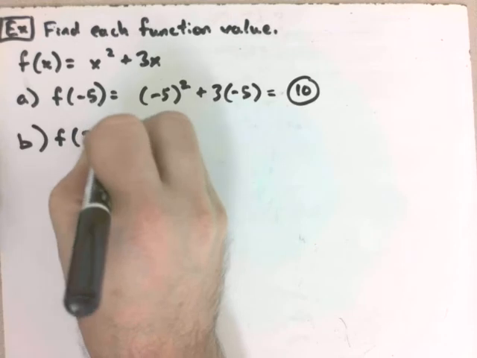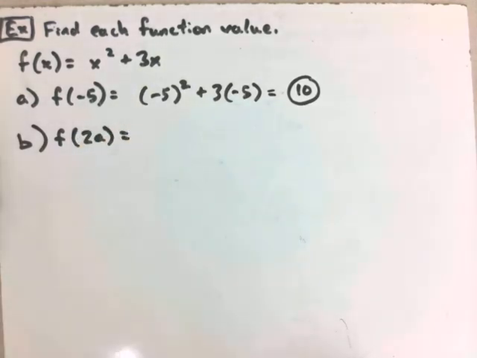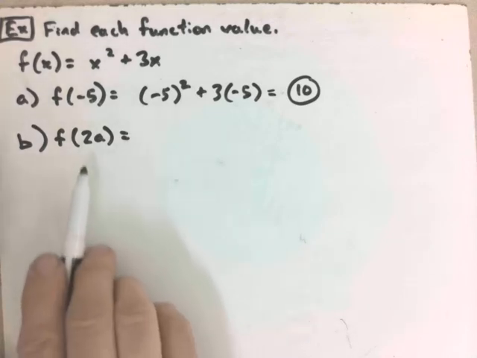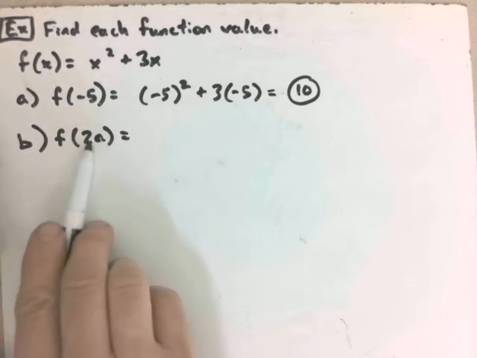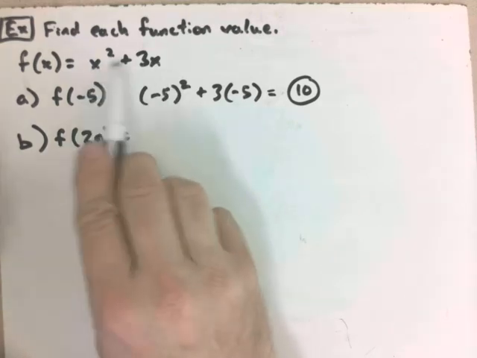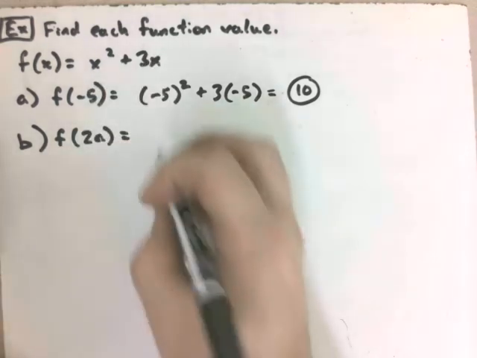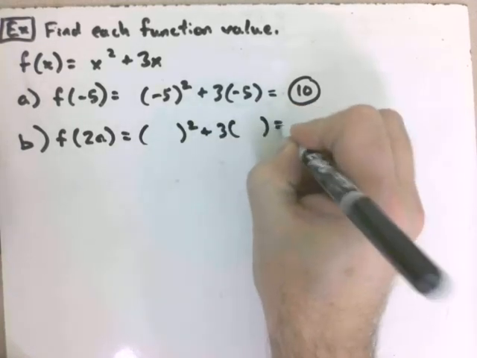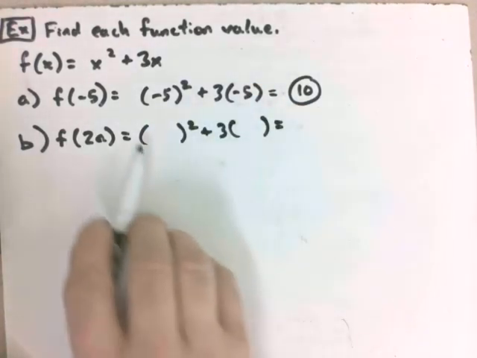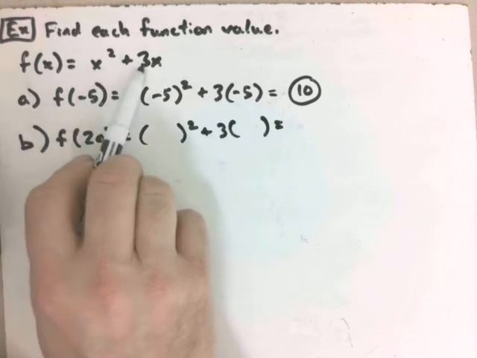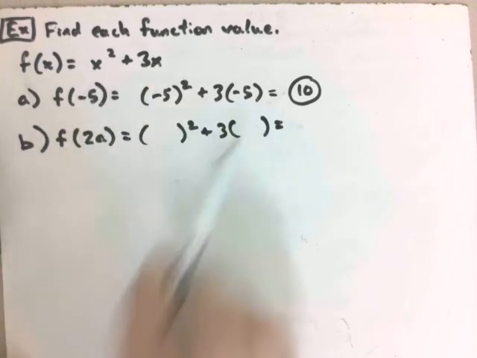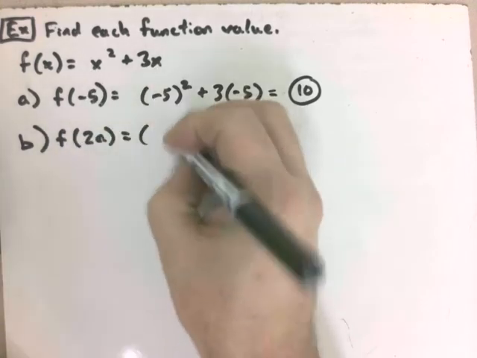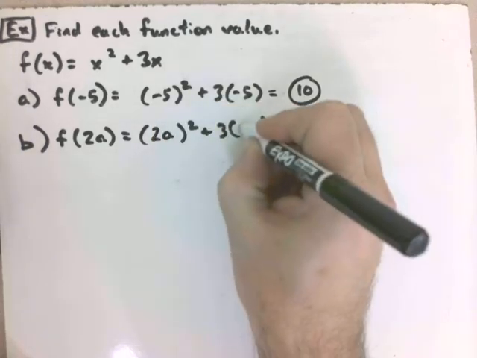For letter B, we are going to calculate f of 2a. Sometimes they want us to evaluate things that have variables in them. So again, we're going to take 2a, and we're going to plug that in for all of the x's, and we want parentheses when we do that. So just like in the last problem, we're going to want parentheses squared plus 3 times parentheses. And then in the place of those parentheses for this one, we're going to do a 2a.